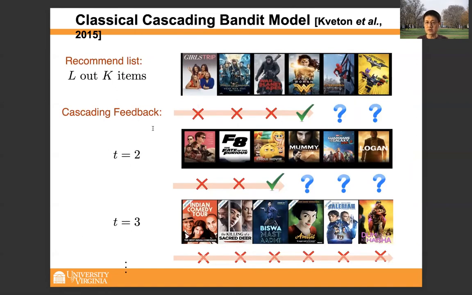And then you run your algorithm to get another list of, let's say, 6 items recommended to the user. And then you look at what the user does. And then you get another round of information, and so on and so forth. And gradually, you would converge to a good list of L items out of the K items, where it has the L highest click-through rates.